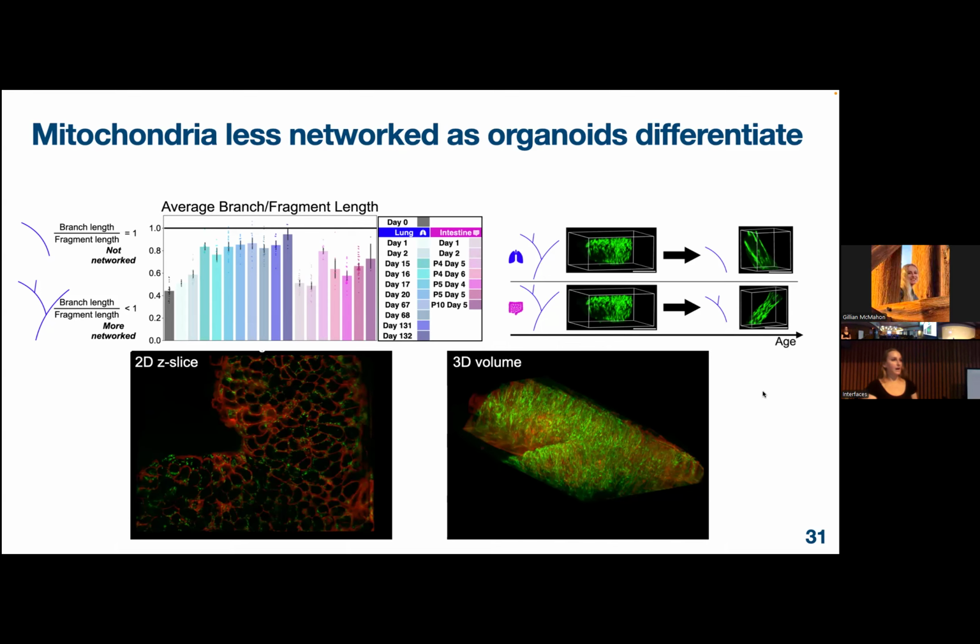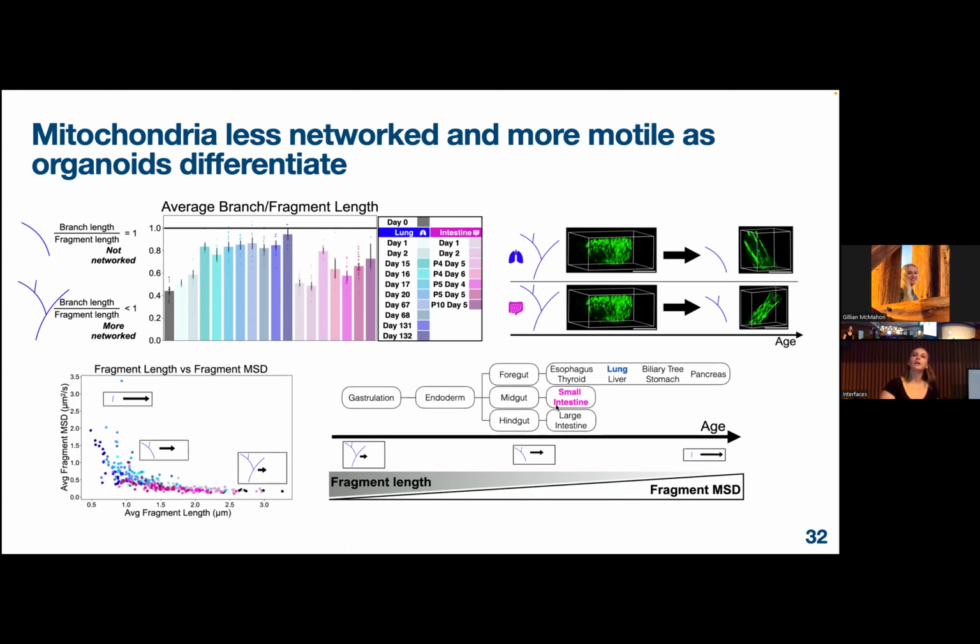So we're not just adding the third spatial dimension, we're also adding time. And when we add time, we also see some trends through development. So first, we look at fragment length versus fragment MSD. MSD is just how much something moves in a given amount of time. And we see that larger fragments are moving less and smaller fragments are moving more.